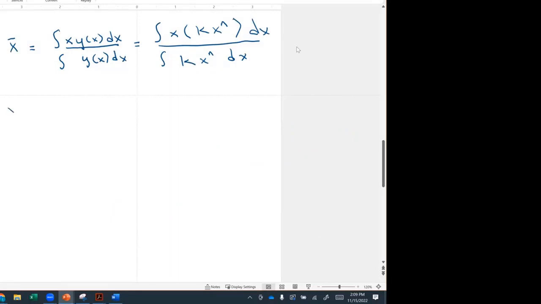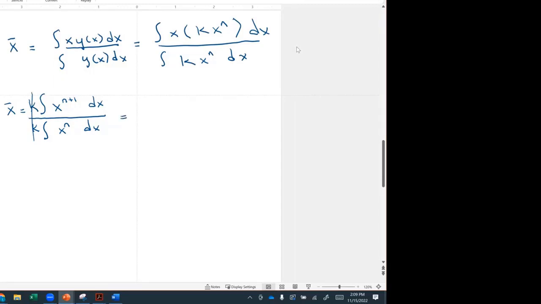So I have x bar equals the integral of k. K is a constant, so I can take it outside of the integral sign, and this would give me x to the n plus 1 dx. And I'm going to divide that by, again, that k, which I can take out of the integral, and this would be x to the n dx. Constants can cancel for sure. They're outside of that integral sign.